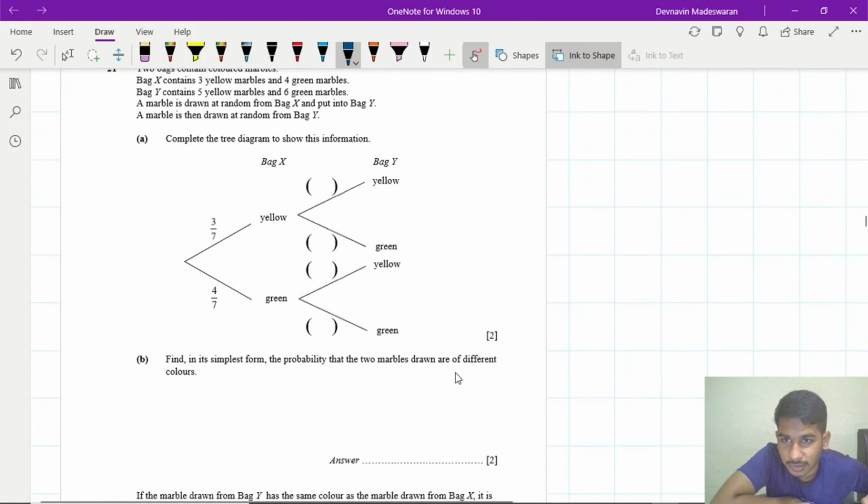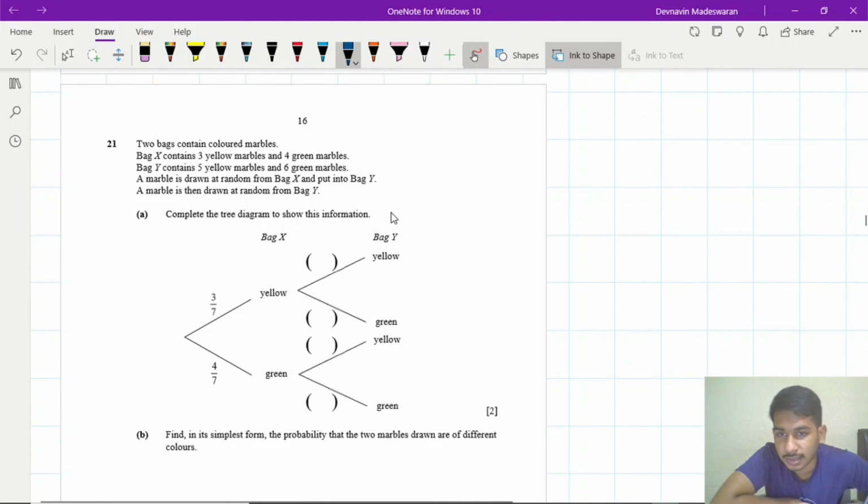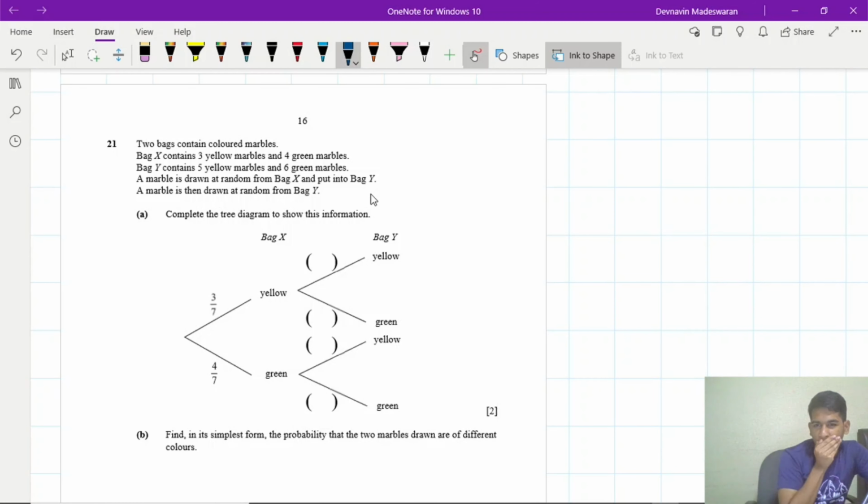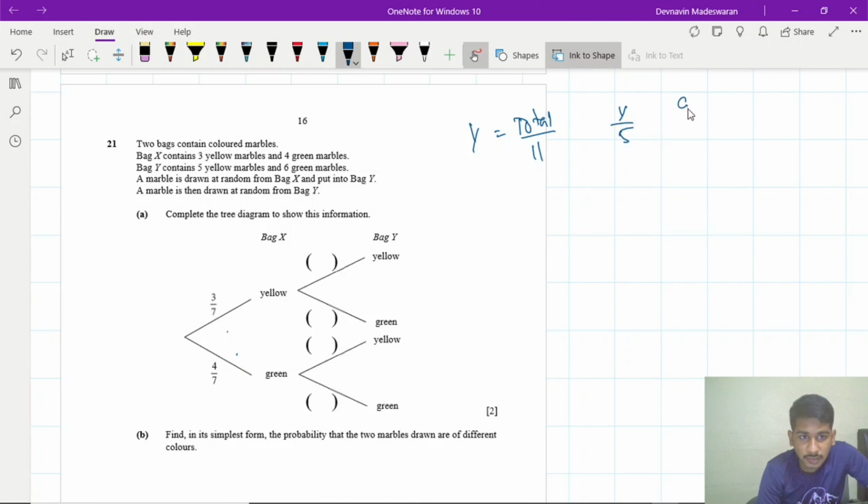I like this probability. 2 bags contain colored marbles. Bag X contains 3 yellow marbles. Okay. And then 4 green marbles. Okay. Bag Y contains 5 yellow marbles and 6 green marbles. Okay. They have the correct probabilities here. Wow, this is so weird. Okay, it already has the total, 11, yellow is 5, green is 6.